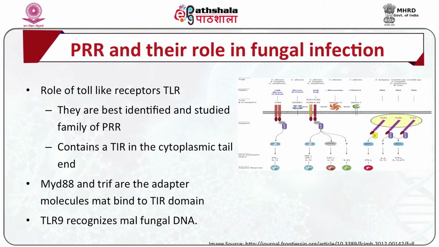Toll-like receptors. Toll-like receptors are considered the best identified and studied family of PRR and contain a TIR, Toll interleukin 1 receptor domain, in the cytoplasmic tail end. MyD88 and TRIF are adapter molecules that bind to the TIR domain. TLRs are single membrane spanning molecules. Upon binding to a target, they get homo or heterodimerized and lead to activation of MyD88 and TRIF pathways.